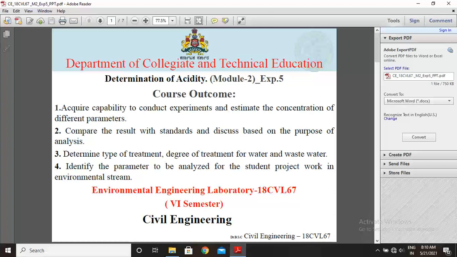The subject title is Environmental Engineering Laboratory. Subject code is 18CVL67. This comes in 6th semester of civil engineering department.